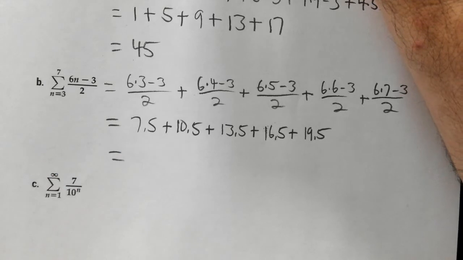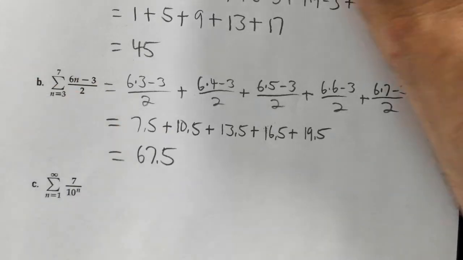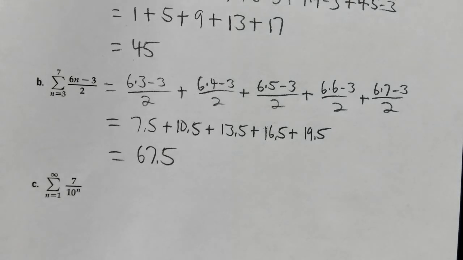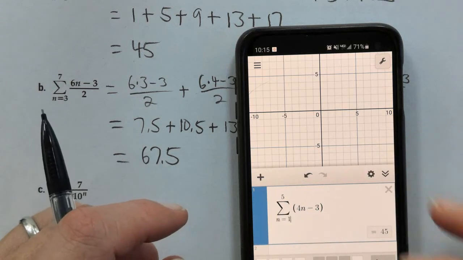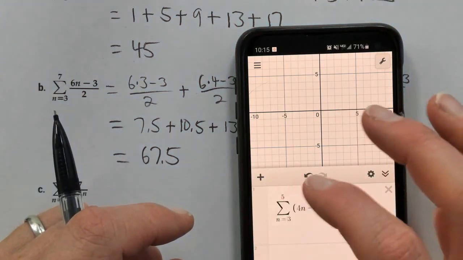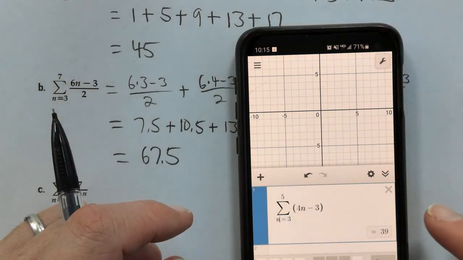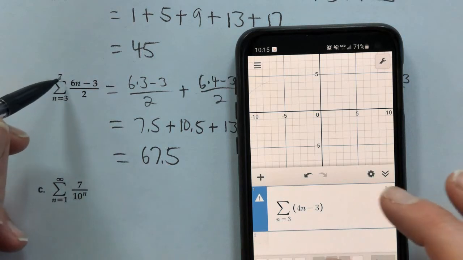And then we can add all that up to get 67.5. Okay, once again, I can check that in Desmos, and it'll look like this. Okay, I want to make my adjustment here to the first term is 3, the last term is going to be 7.